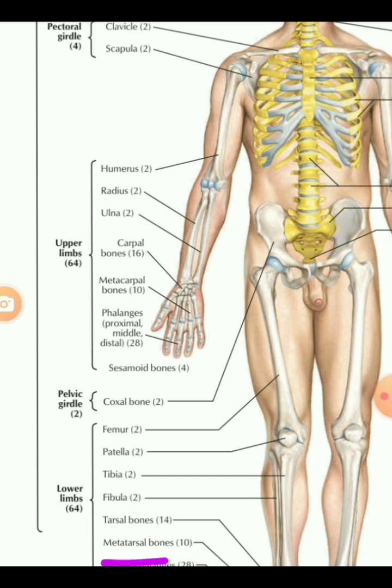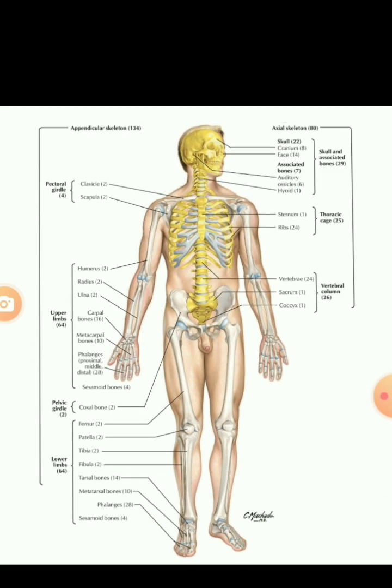Then we are having metatarsals as in your upper limb, 5 and 5 is equal to 10. Then we are having phalanges as in your upper limb, and the sesamoid bone is also enumerated here, but we are not going to calculate it, guys. Okay, so this is how your axial skeleton is made up of 80 and your appendicular skeleton is made up of 126 bones, 80 bones and 126 bones. So the total is 206 bones, guys.